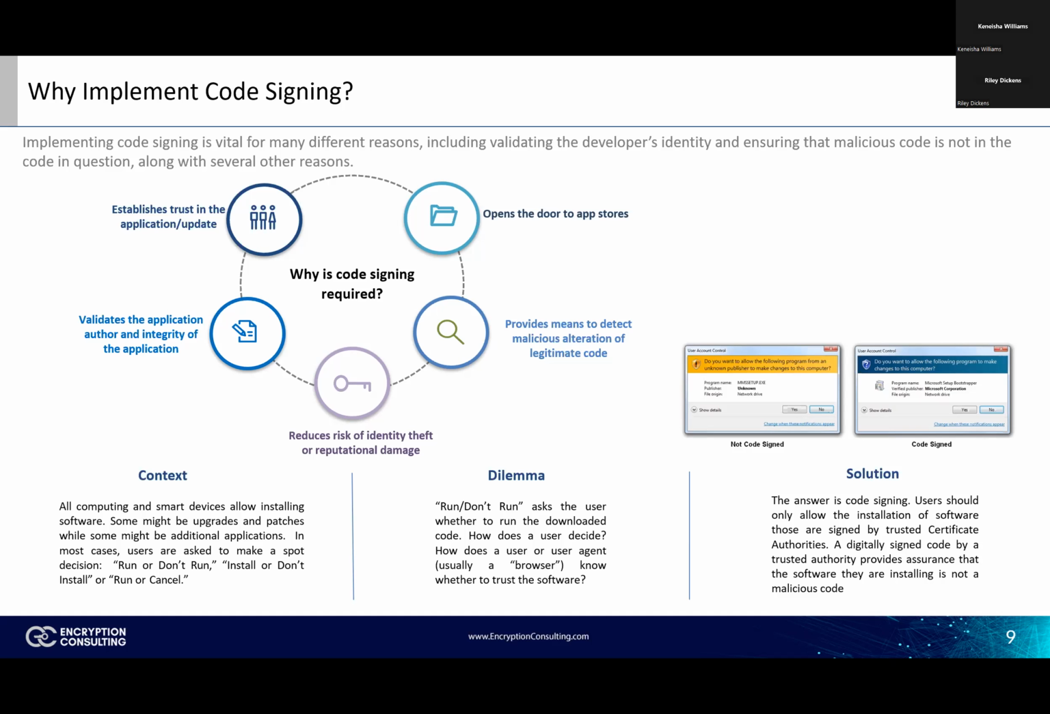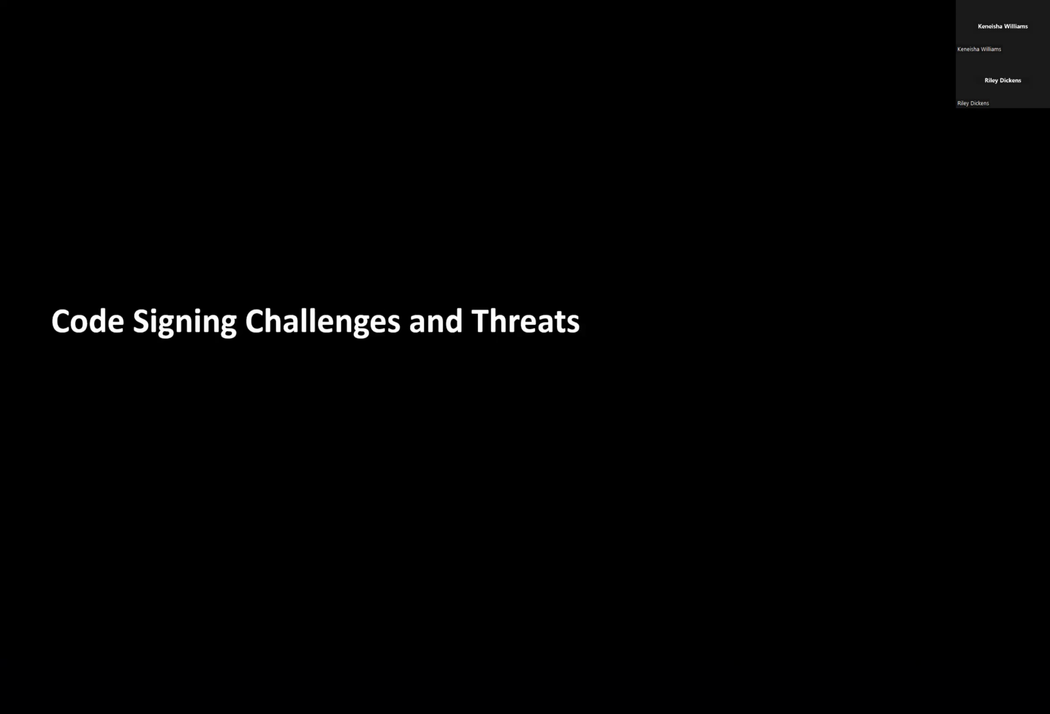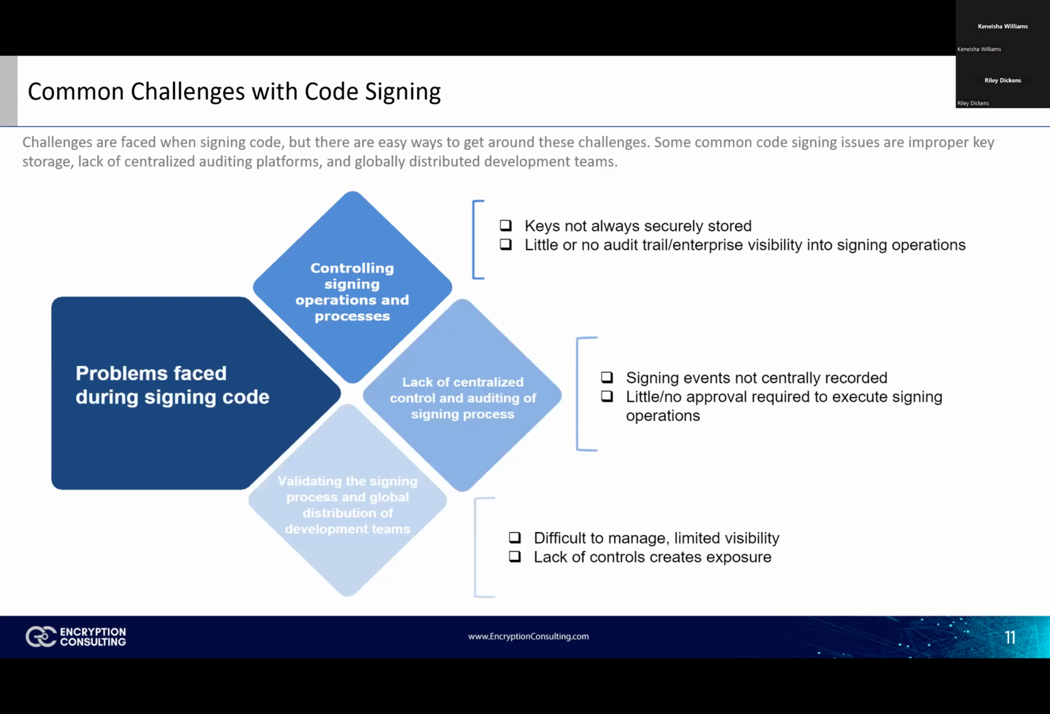So this is one of the big things that code signing does: it can verify the publisher. Your operating system, by just seeing that it's been signed, and that it's been signed by your organization. So that covers the biggest reasons for implementing code signing. Now we'll take a look at some of the challenges and threats you might face when code signing or before code signing.